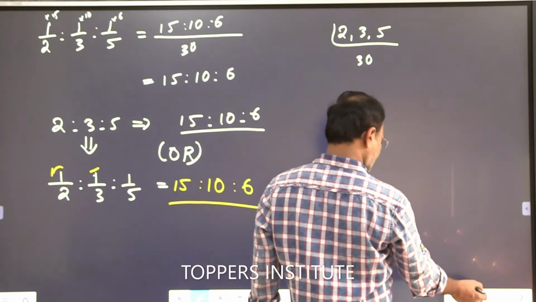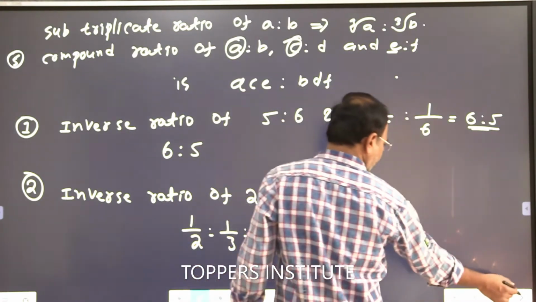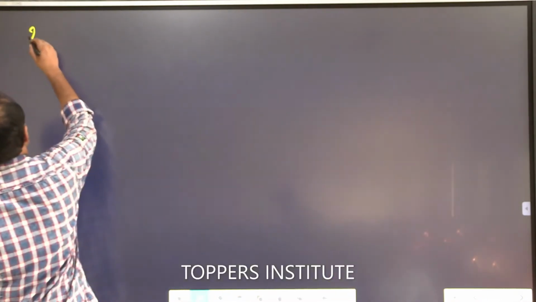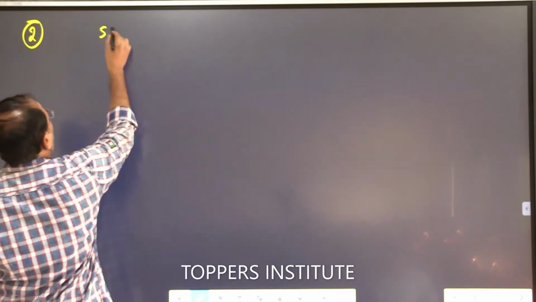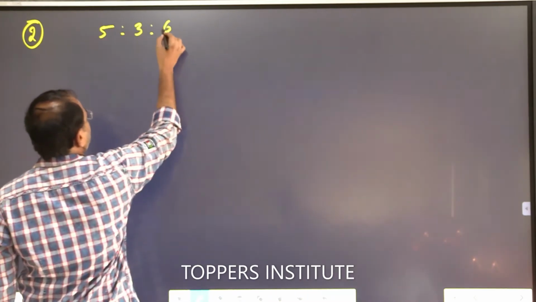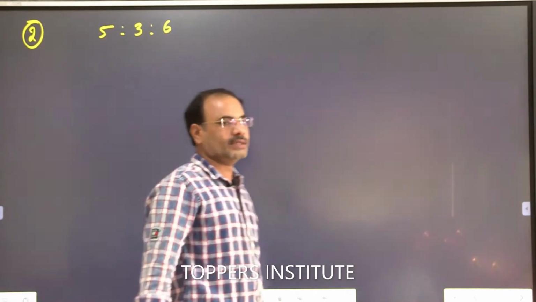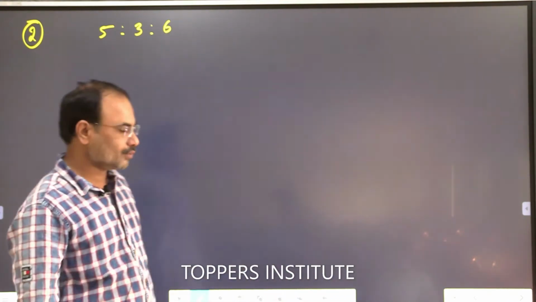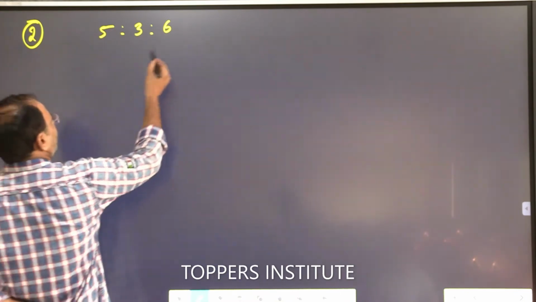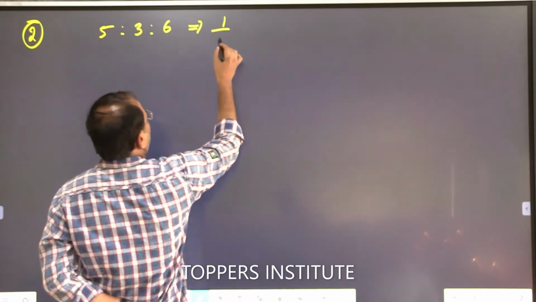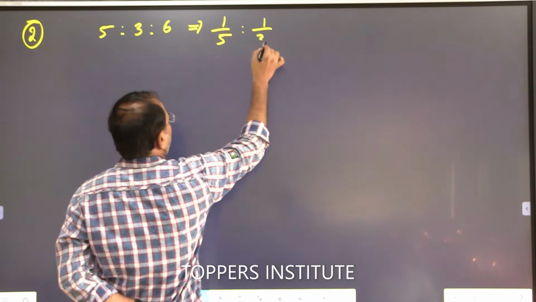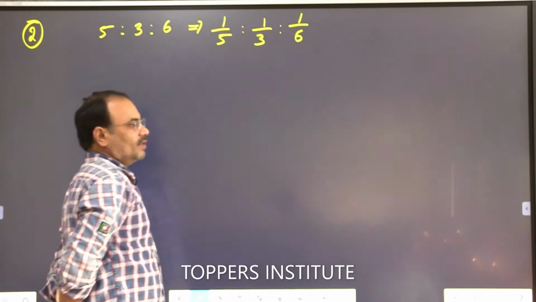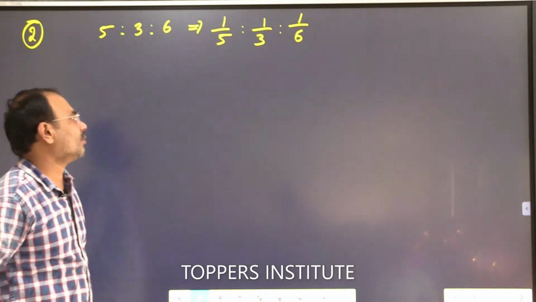నెక్స్ట్ క్వశ్చన్, ఇన్వర్స్ రేషియో. What is the inverse ratio of 5:3:6? Practice చేయండి. Then the inverse of 5 is 1/5. The inverse of 3 is 1/3. The inverse of 6 is 1/6. So inverses రాసాను. 1/5 1/3 1/6.